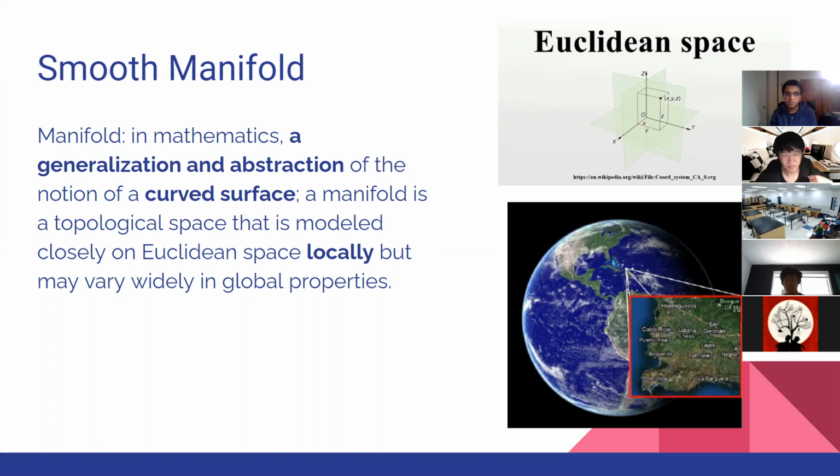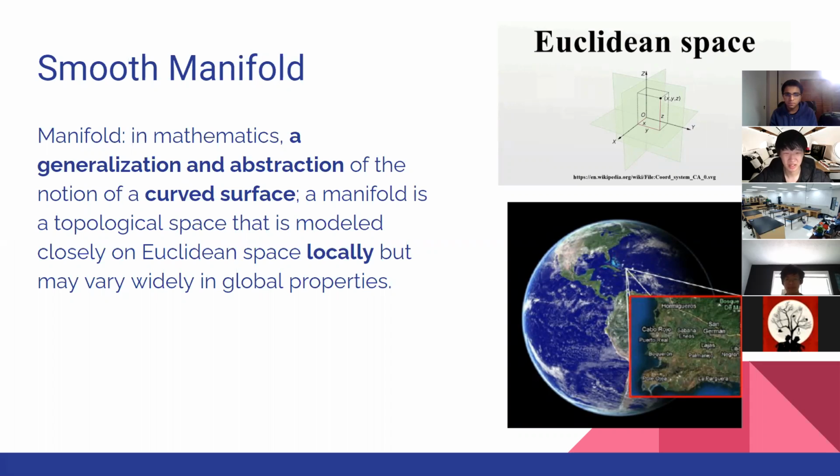But if you observe Earth, the Earth is a sphere, but because all the lines are flat, they resemble the Euclidean space. Euclidean space is a space that we usually deal with in geometry or pre-calc or calculus. It's a flat space.